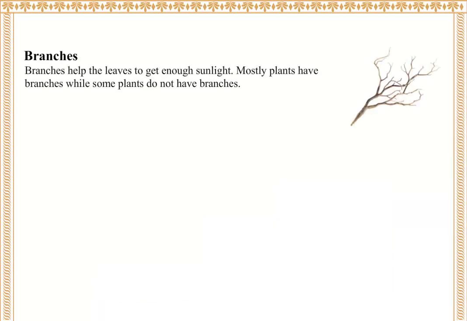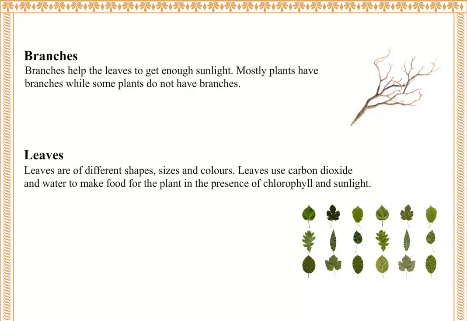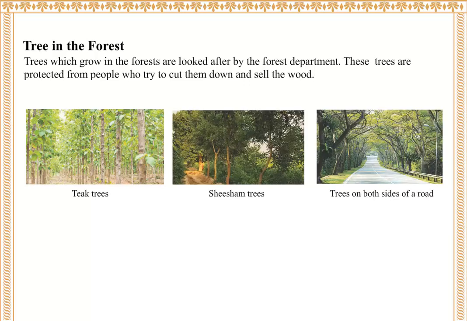Branches. Branches help the leaves to get enough sunlight. Mostly plants have branches, while some plants do not have branches. Leaves. Leaves are of different shapes, sizes, and colors. Leaves use carbon dioxide and water to make food for the plant in the presence of chlorophyll and sunlight. Trees in the forest. Trees which grow in the forest are looked after by the forest department. These trees are protected from people who try to cut them down and sell the wood.